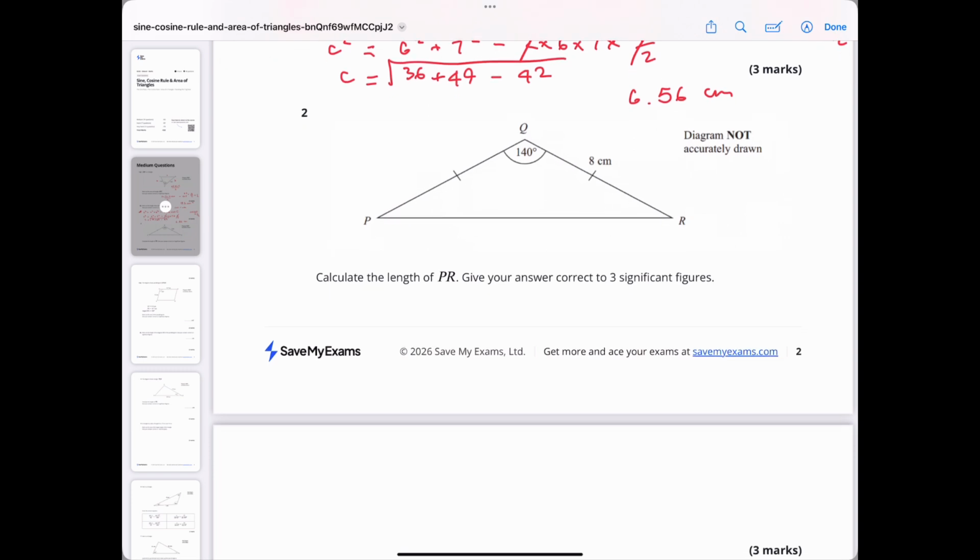Now, calculate the length of PR. Okay, that's another cos rule one. This time I'm not going to do it because it's too boring, but this is c. So we would say c squared equals 8 squared plus 8 squared minus 2 times 8 times 8 times cos 140. And that would give you your answer.